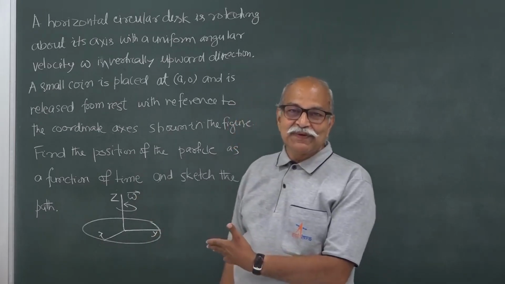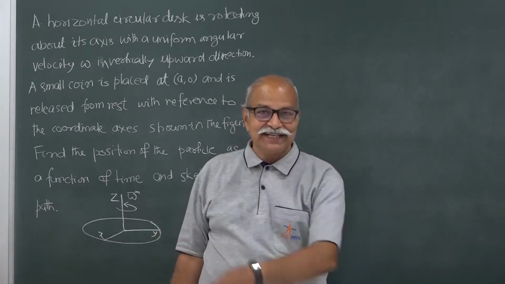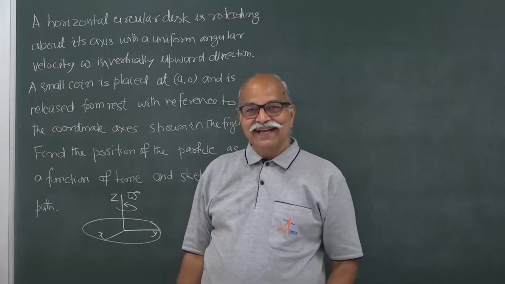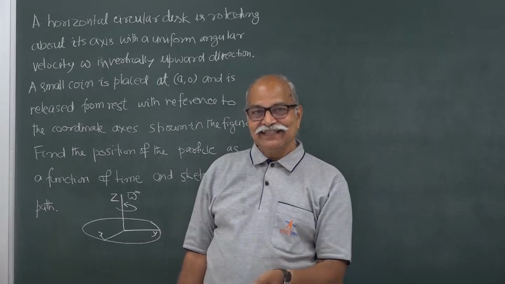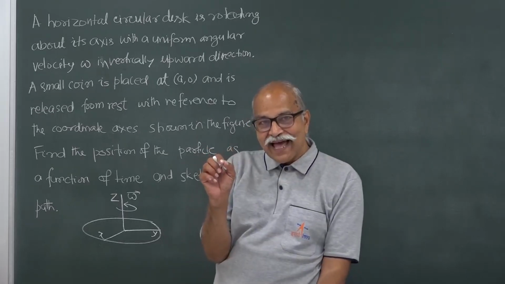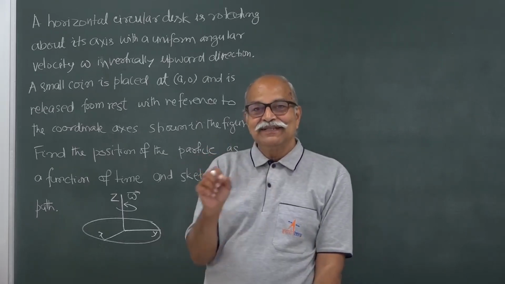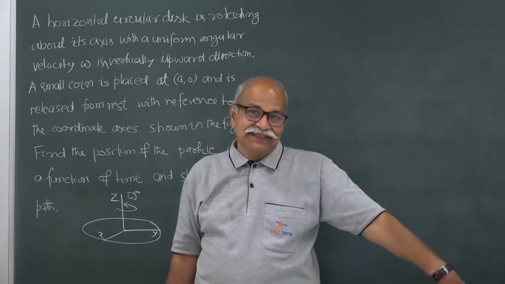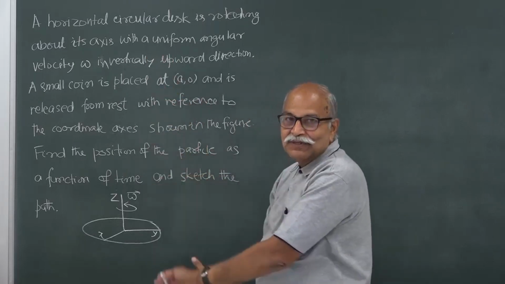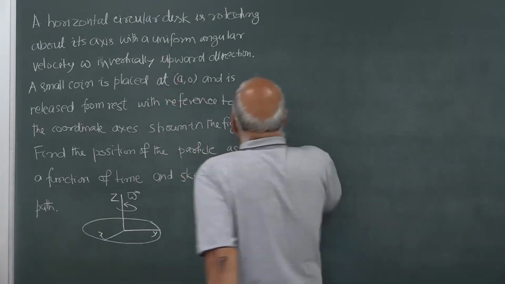Now, you remember this was the live demo that I gave. We had a circular disc rotating about a vertical axis, and then we put a small black ring there on the disc somewhere, released from rest, and then we saw the path. So, that is what we are trying to do in theory.